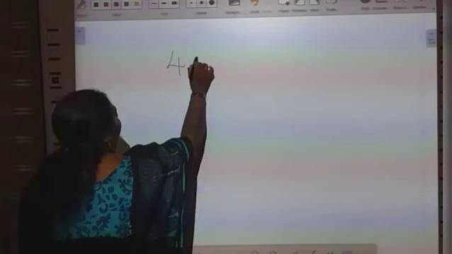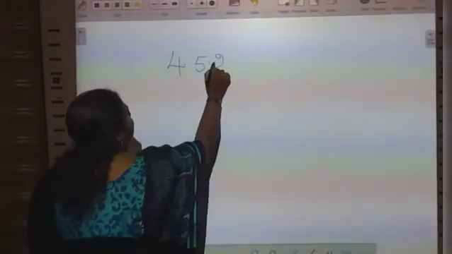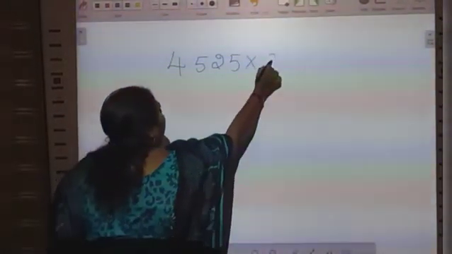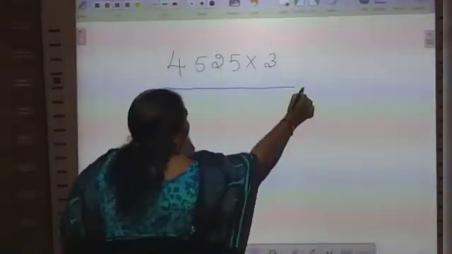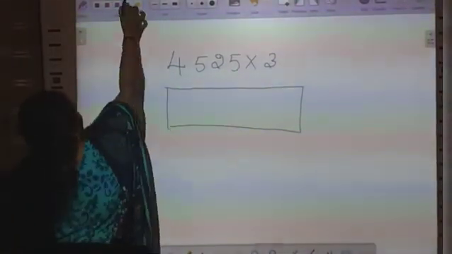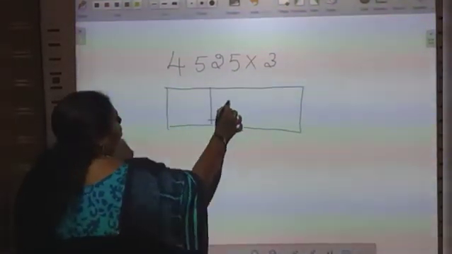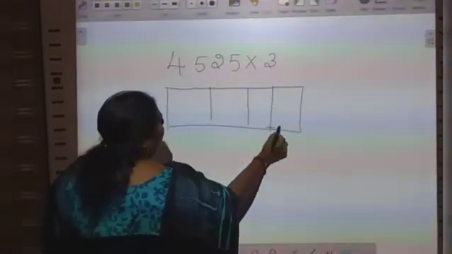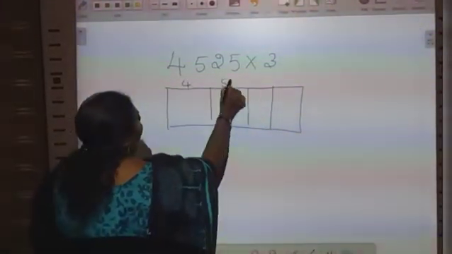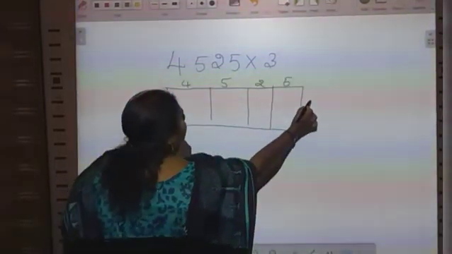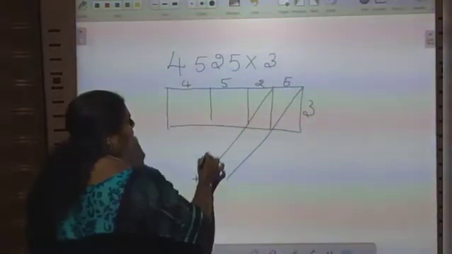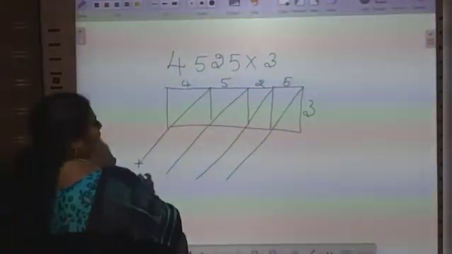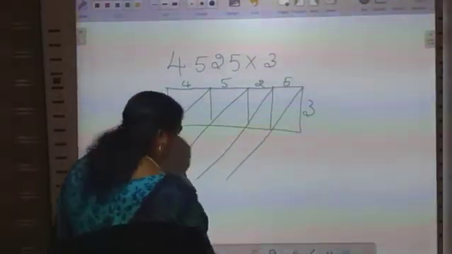So next, the lattice method. See the lattice method. 4,525 into 3. So first what do we want to do? We have to draw the grid first, right? Yes. Draw the grid. Here 4,525, then this 3 here. Next draw the diagonal line.